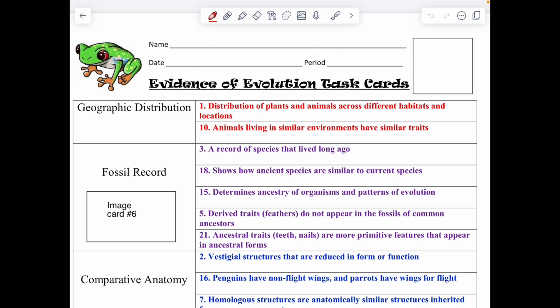Okay, so let's start to go over the answers here. I did color code them, and I did number them by the number of card. So geographic distribution, you should have put card number 1 and card number 10 under there. Distribution of plants and animals across different habitats, but yet animals living in similar environments will also see similar traits. Those 2 are your geographic distribution cards.